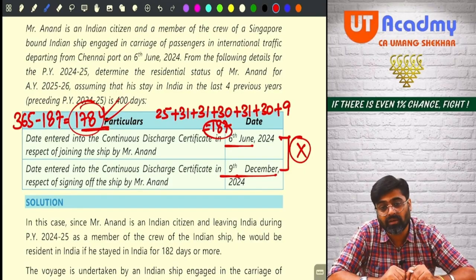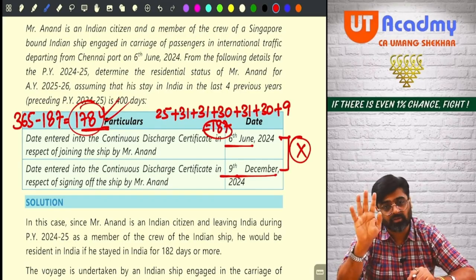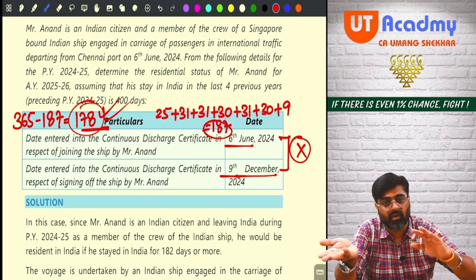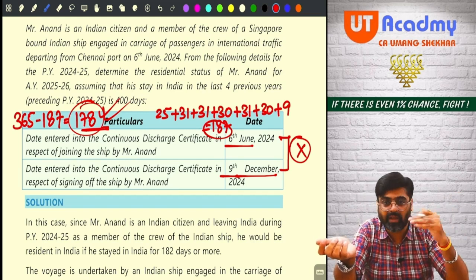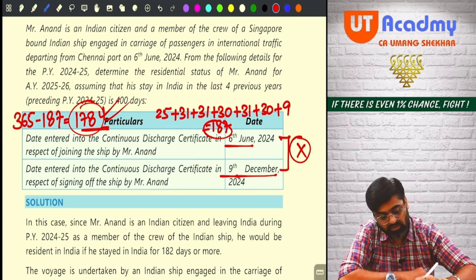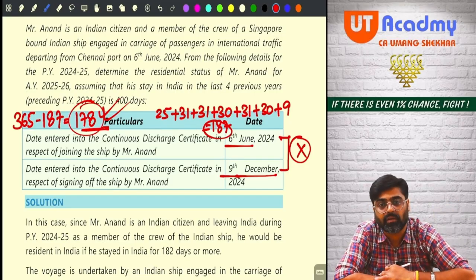And what will be the reason? Because Anand has not satisfied the applicable basic condition A. For him, B is not applicable. Why? Because he is covered by the exception. Only A is applicable, which he is not satisfying because his stay is only 178 days. Hence, we will call him non-resident.